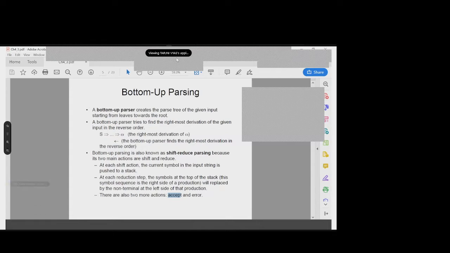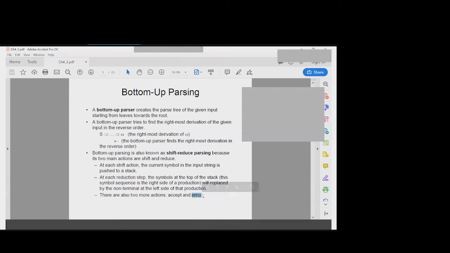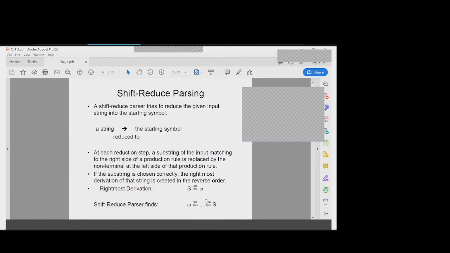Okay. So when you are able to generate the starting non-terminal symbol from a given string, that means that string is accepted by the given grammar. So that is called accept. Otherwise, if you are not able to generate the starting non-terminal symbol, then that state would be considered an error. So this is basically called shift reduce parsing, where you have to decide whether to shift or whether to reduce, right? Ultimately, the whole bottom up parsing is about deciding when to shift and when to reduce, right?